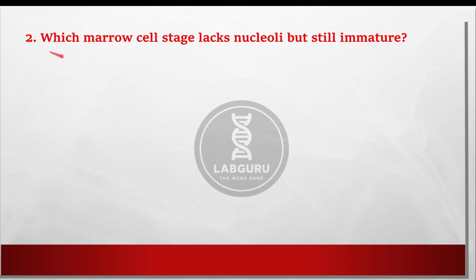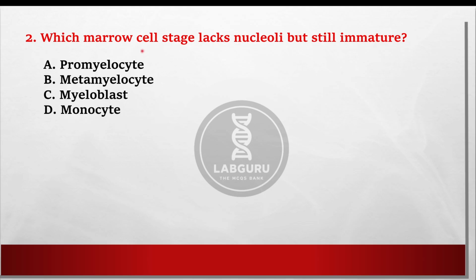Question number 2 is which marrow cell stage lacks nucleoli but is still immature? Usually, once the nucleoli disappear, the cells convert into mature cells. But here it's asking which stage lacks the nucleoli but is still considered an immature cell. So here the options are option A promyelocyte, option B metamyelocyte, option C myeloblast, and option D is monocyte. The right answer is option B, that is metamyelocytes.